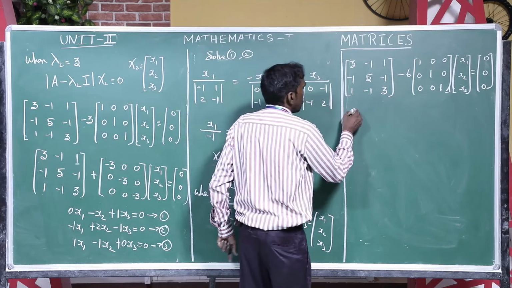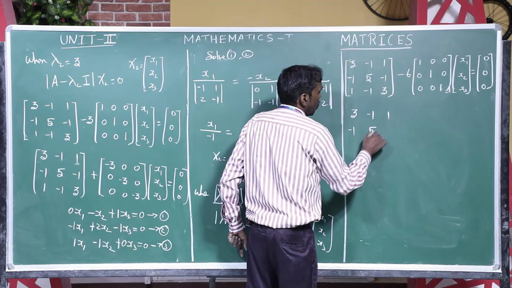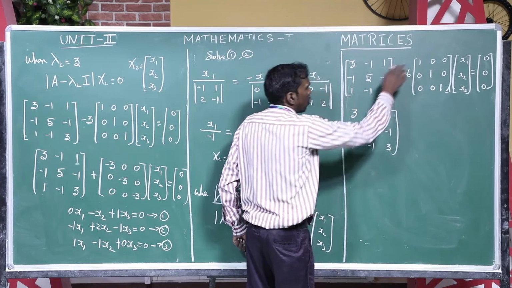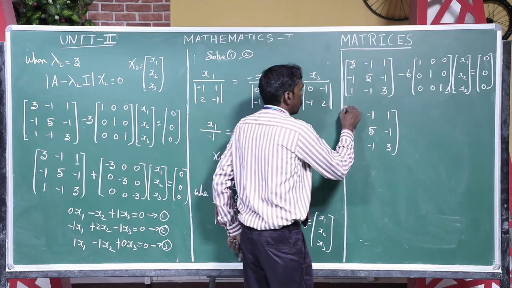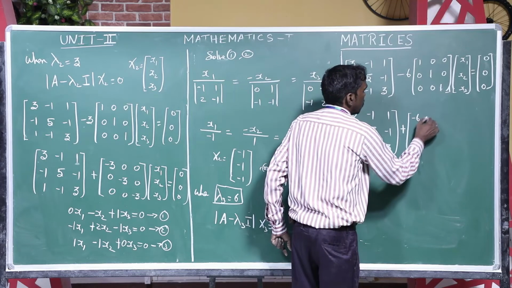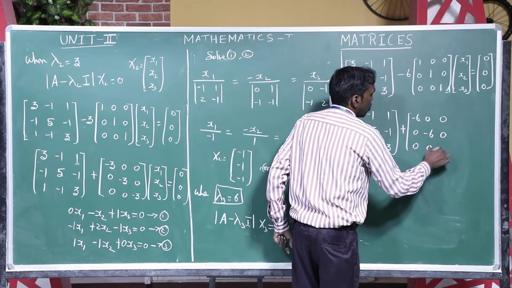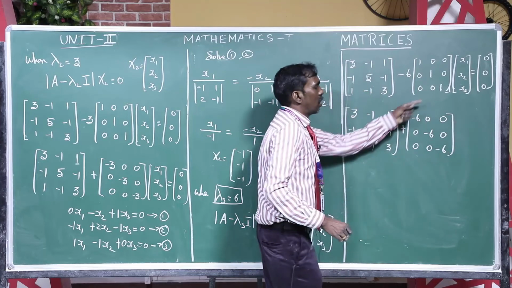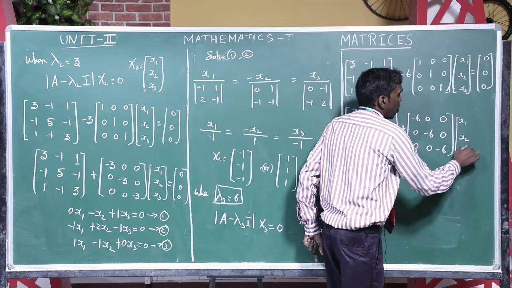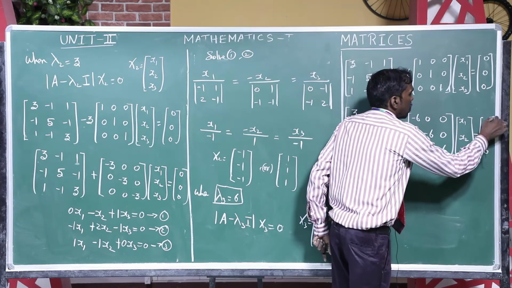So here 3, minus 1, 1; minus 1, 5, minus 1; 1, minus 1, 3. I can multiply by minus 6 inside, so put the plus sign: minus 6, 0, 0; 0, minus 6, 0; 0, 0, minus 6. Then this is the vector small x1, small x2, small x3 equals 0. We form the 3 equations.